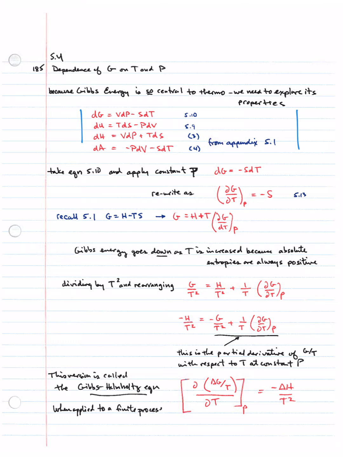So, how about the dependence on temperature? Take equation 5.10 and apply constant pressure. So, therefore, we simplify the equation to this. You could rewrite it as a partial derivative to show that the partial of G with respect to T is minus the entropy. That's interesting.